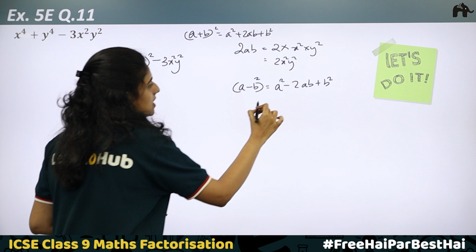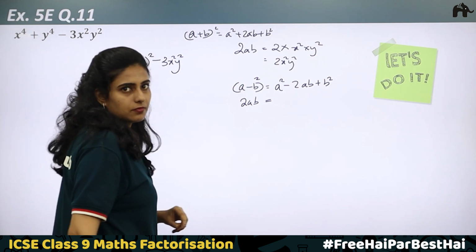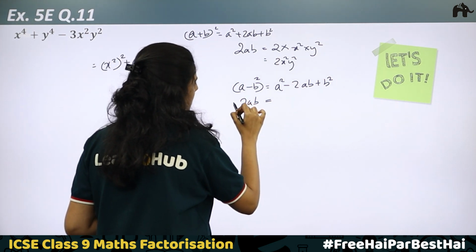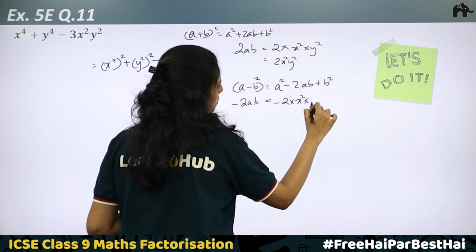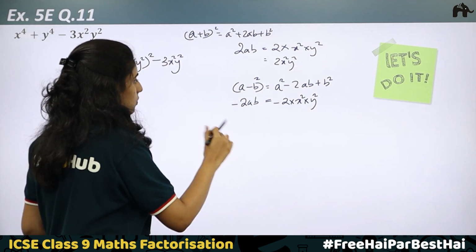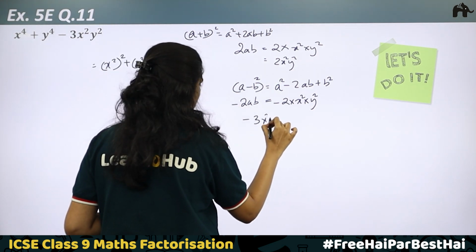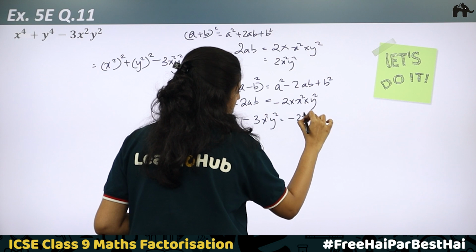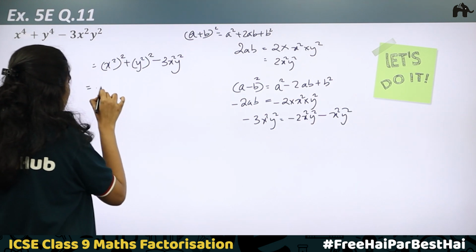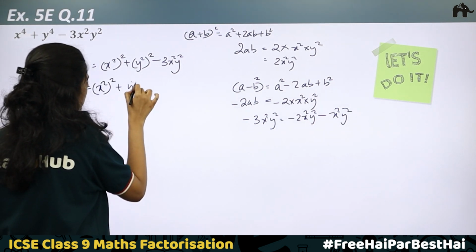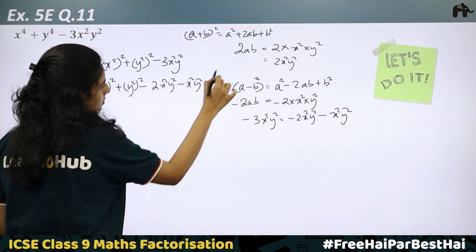Okay, which is equal to, so here we have 2ab. Okay, 2ab will be, we need minus 2ab. So minus 2 into x square into y square. Okay, we are going to have minus 2x square y square. So here we have minus 3x square y square, which can be written as minus 2x square y square minus x square y square. Okay, this is equal to x square the whole square plus y square the whole square minus 2x square y square minus x square y square.